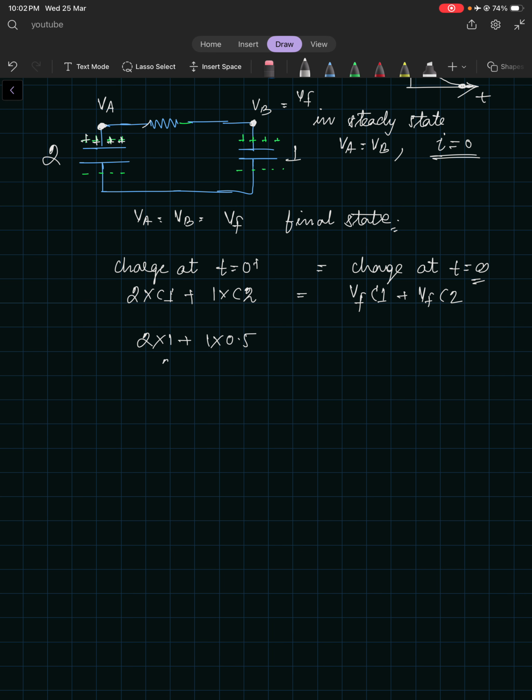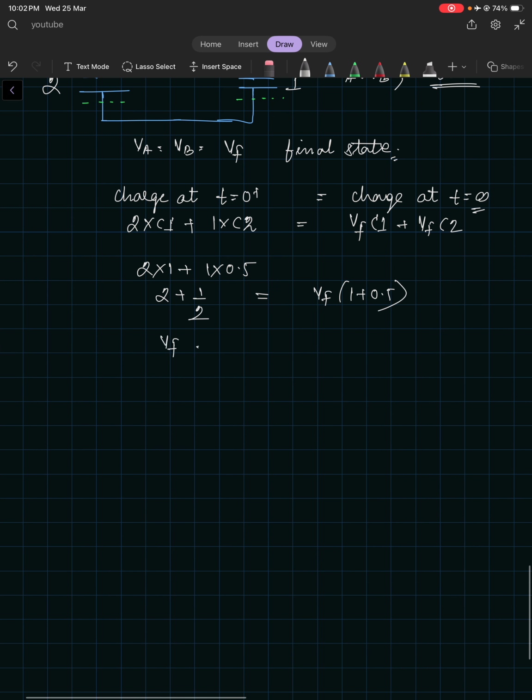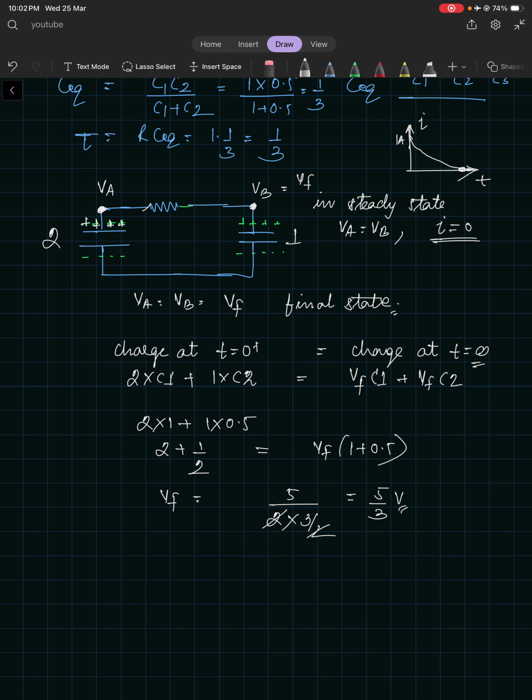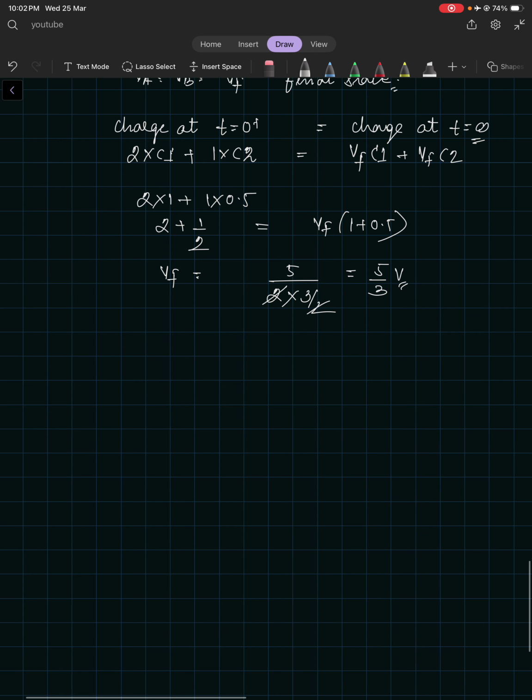So this will become 2 plus this will become 1 by 2, right? Is this okay? Fine. And what is this? This is Vf 1 plus 0.5. Okay. So what is Vf equal to? So Vf will become 5 by 2 divided by 3 by 2, right? This is 2. This will become 5 by 3 volts. Okay, so the steady state value for this capacitor would be like V and Vb will become 5 by 3 volts. Now this is okay, fine.